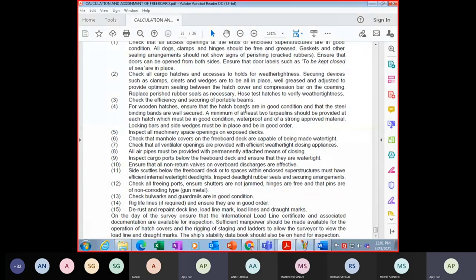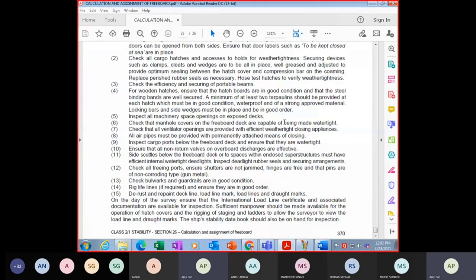For wooden hatches, ensure your hatch boards are in good condition and steel bindings are well secured. A minimum of at least 2 tarpaulins to be provided for hatches which have wooden covers, because that will provide some waterproofing. Locking bar and side wedges to be in place in good condition for wooden hatches. Inspect your machinery spaces and openings on exposed deck, including your skylights. Check the manhole covers on the freeboard deck are capable of being made watertight, because they are on the freeboard deck, so they have to be watertight.